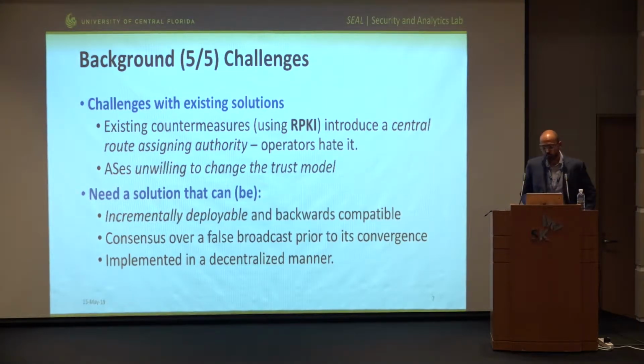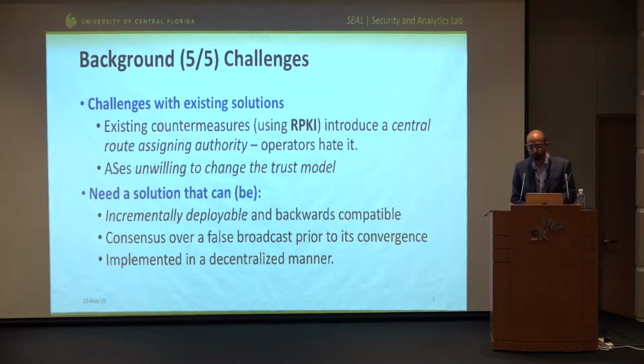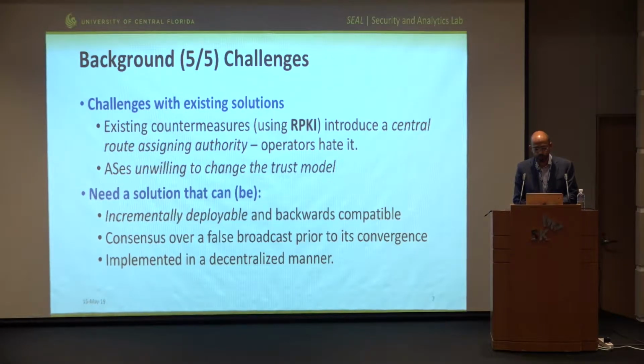So basically, the challenge with existing solutions, such as those that use RPKI, which introduce a central route-assigning authority, is that it is really cumbersome and operators really hate it. ASs typically are unwilling to trust a single point of trust that can perhaps have a lot of leverage on them. And so we need a solution that can be incrementally deployable and backward compatible.